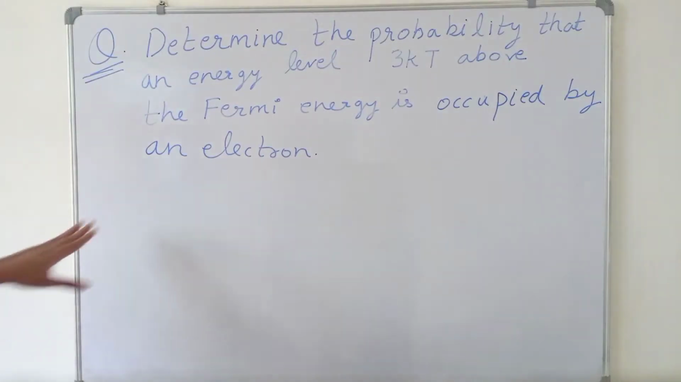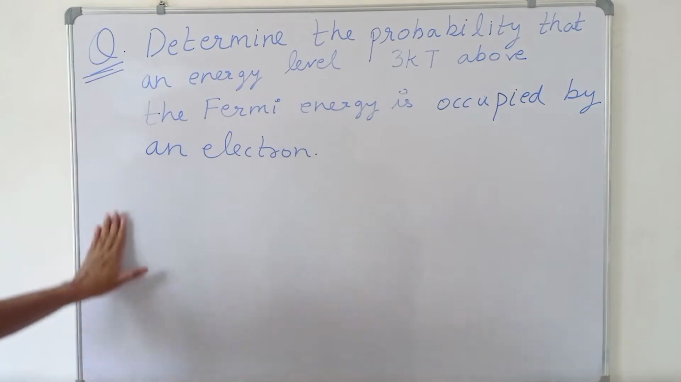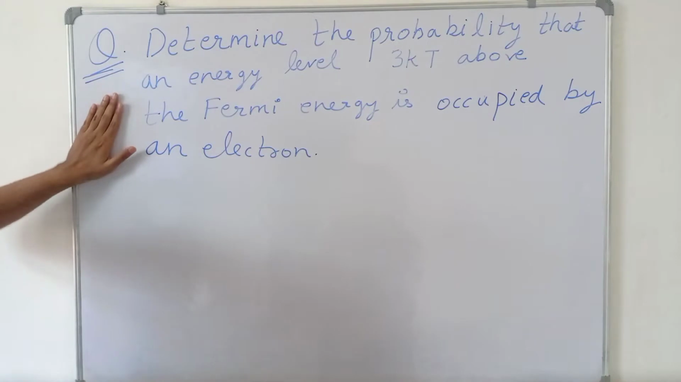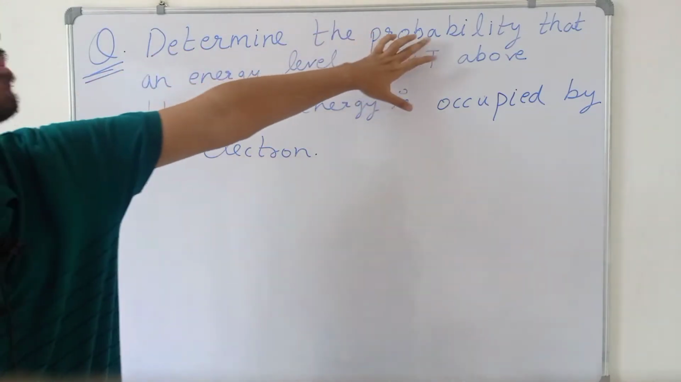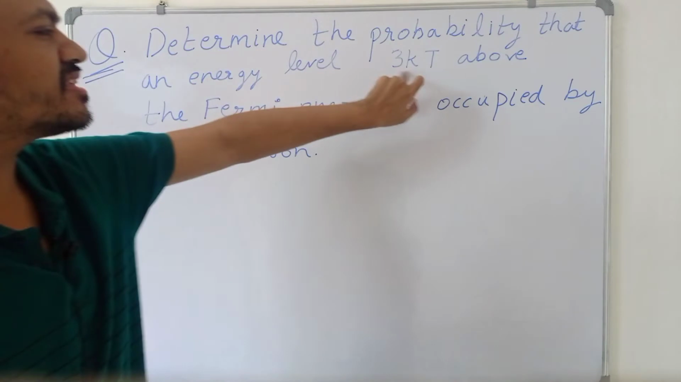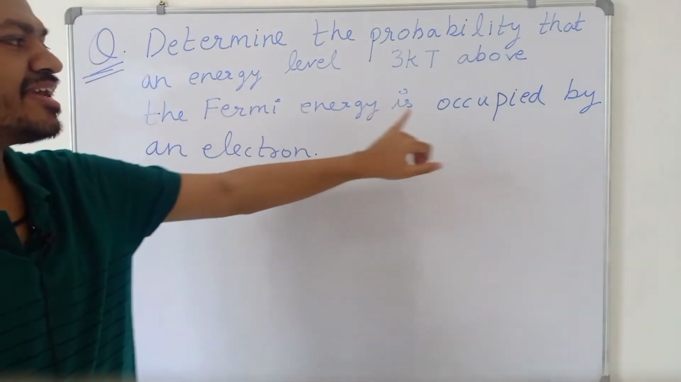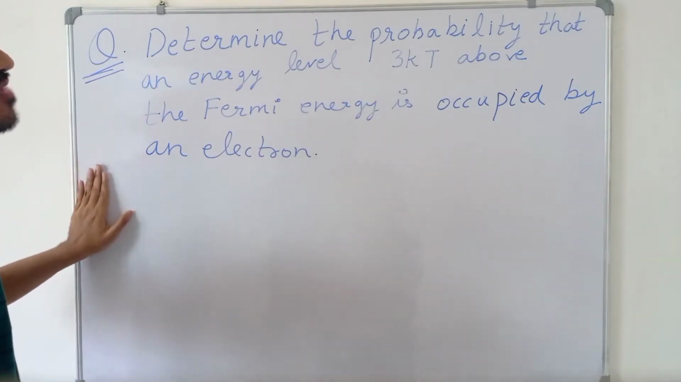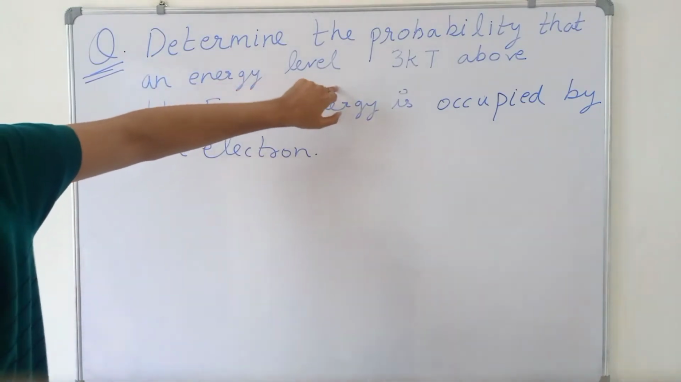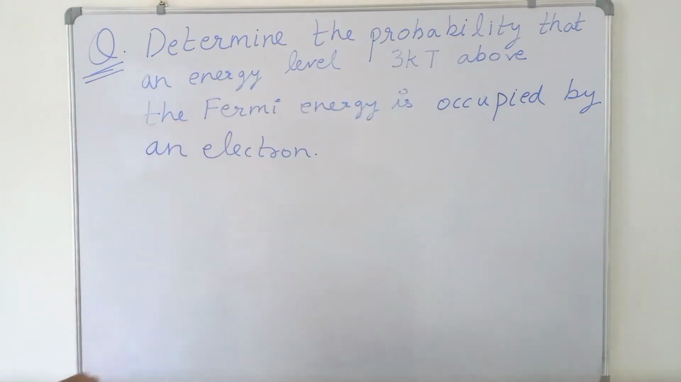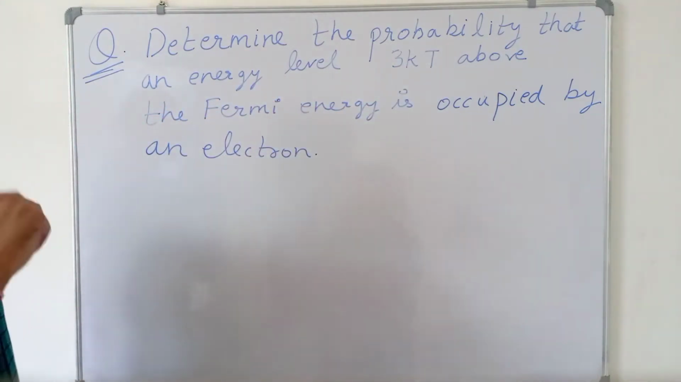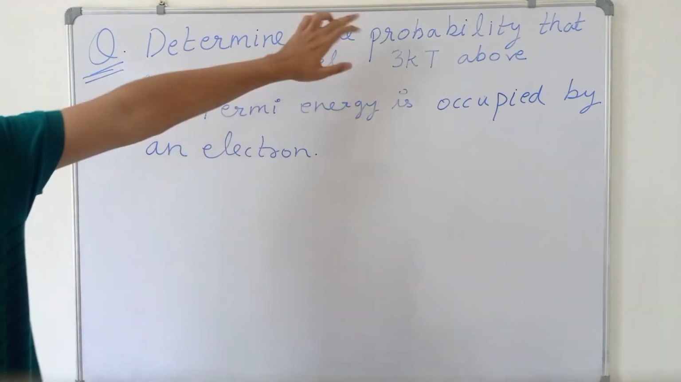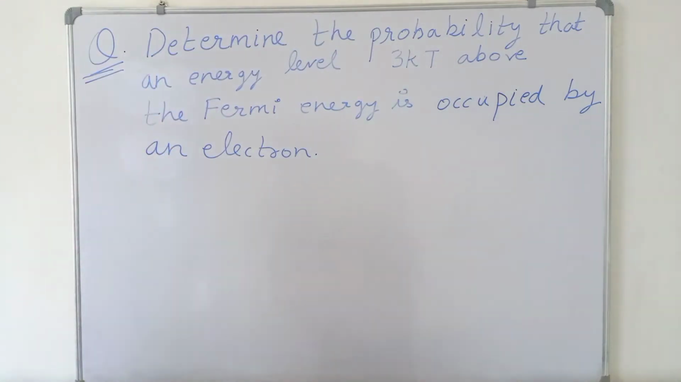In this video, we are discussing the Fermi-Dirac distribution function and a numerical based on it. The question says: determine the probability that an energy level 3 kT above the Fermi energy is occupied by an electron. So we have to determine the probability that the energy level which is 3 kT above the Fermi energy is occupied by an electron.